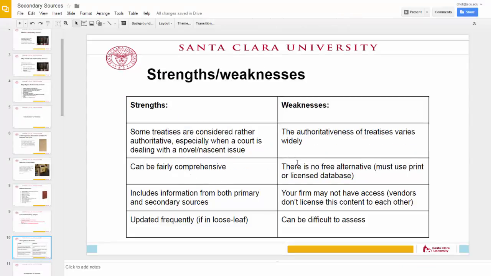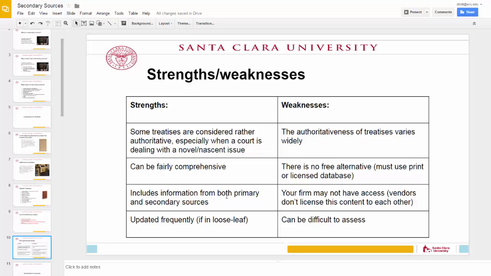Okay, some of the strengths and weaknesses of treatises. Treatises are considered rather authoritative, especially when a court is dealing with a nascent or emerging legal issue in which there is not case law already published. The authoritativeness of treatises, however, varies widely. They can be fairly comprehensive. A big disadvantage here is that there is not a free alternative. You either must use the treatise in print or you must use a licensed database. And if you do use an electronic database such as Lexis, Westlaw, or Bloomberg, the cost for accessing a treatise is rather high. Generally, to access a single entry in a treatise will run from $80 to $120 for the retail price on Lexis or Westlaw if the treatise is not included in your base plan.